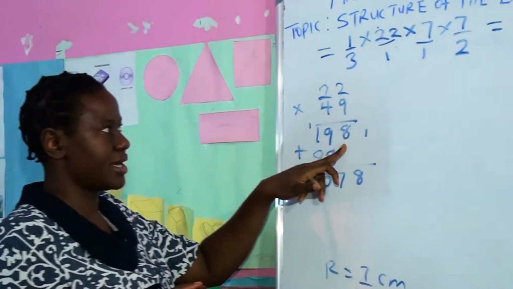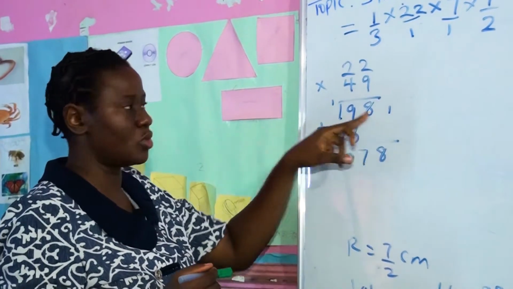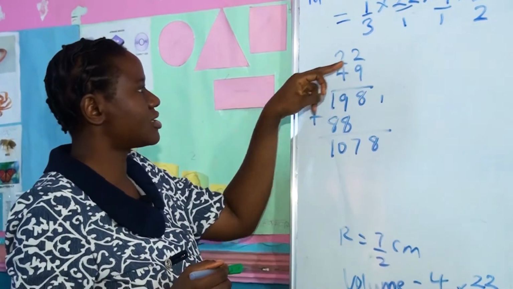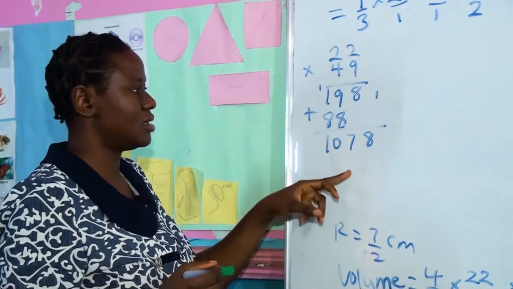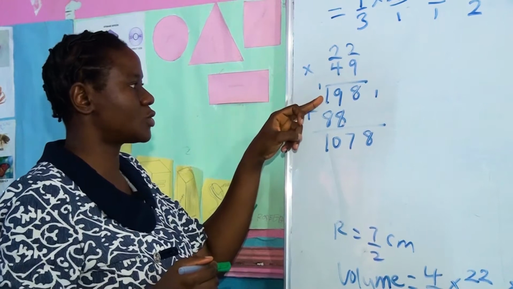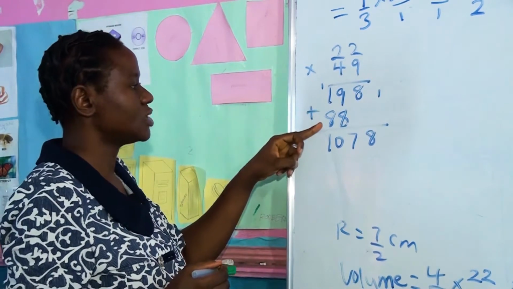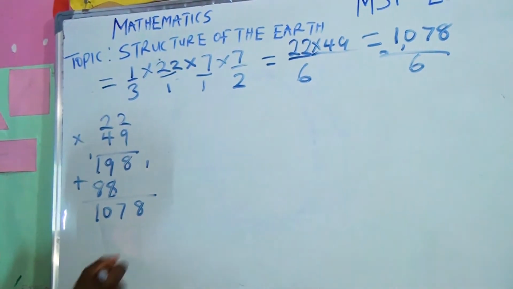Look at what we've done here. 9 times 2, 18. We lifted 1. 9 times 2, 18 plus the 1, 19. 4 times 2, 8, and we added up 8, 7, 17. Lift 1. So 1 plus 1, 2, plus 8, 10. So we have 1078 divided by 6.